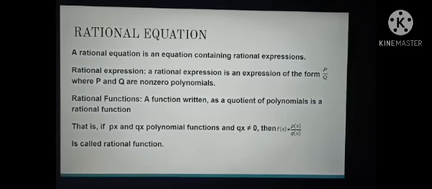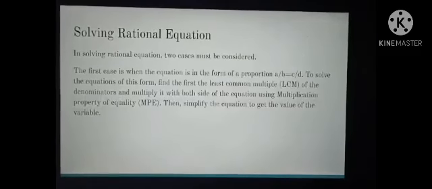That is, if P(x) and Q(x) are polynomial functions and Q(x) is not equal to 0, then f(x) = P(x) over Q(x) is called a rational function. Solving rational equations. In solving rational equations, two cases must be considered.